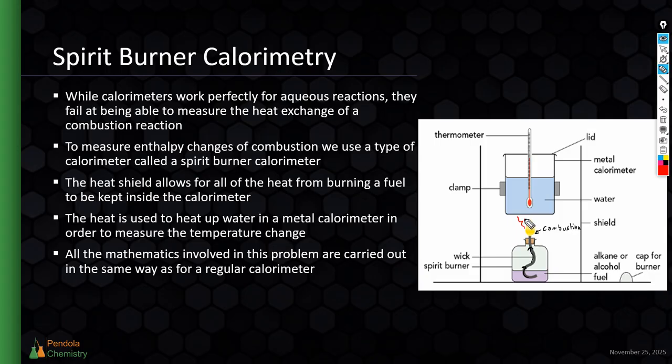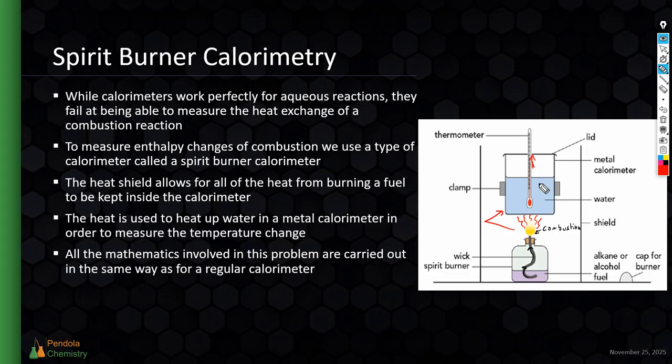So the heat given off by this flame, by the combustion reaction, because of the shield, has nowhere to go but to the calorimeter, the metal calorimeter. And so that goes to raising the temperature of the water. And we can directly measure the amount of heat given off by this reaction because it's going to directly go to just raising the temperature of the water, thanks to this heat shield.